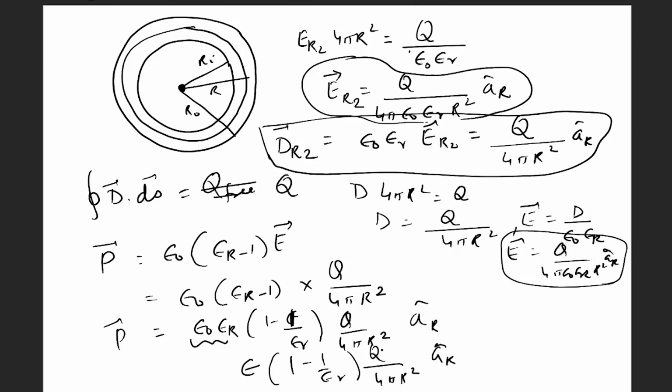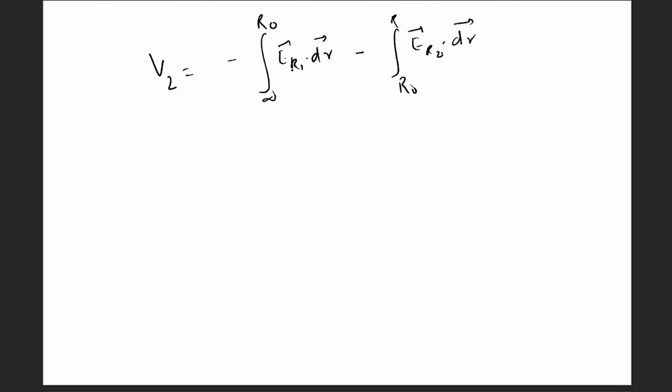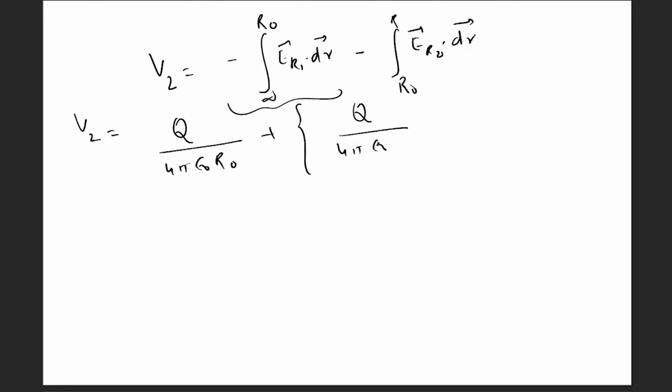Now let us try to calculate the potential. The potential in this area, or at our Gaussian surface, let us say V2, is equal to minus the integral from infinity first to r naught of E_r1 dot dr, minus from r naught to r of E_r2 dot dr. So V2 will be, this will give you q by 4 pi epsilon naught r naught, and this will give you q by 4 pi epsilon, where epsilon is epsilon naught epsilon r, times 1 by r minus 1 by r naught.